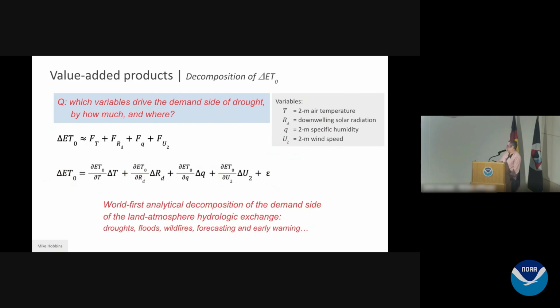Oh, well, before that, let's make this boast. Yes, the world first analytical decomposition of the demand side of the land atmosphere hydrology. And it's got uses obviously in droughts, but also in floods, wildfires, and potential uses in forecasting, predictability, and early warning. And this is something we'll be submitting within the next few weeks, as soon as I can get around to wrapping up the manuscript.